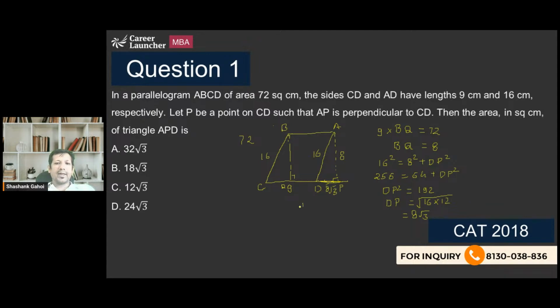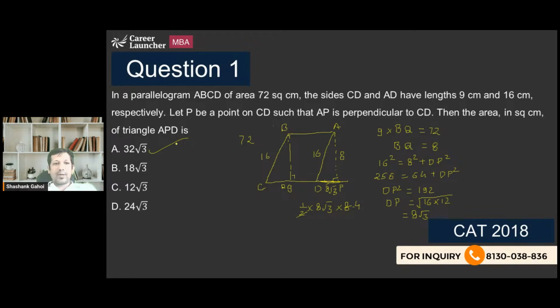So what is the area? That is going to be half into base, which is 8 root 3, into height, which is 8. So this comes out to be 32 root 3. So the answer of this question is going to be option A. This is how we can solve this question of parallelogram. The basic concept, basic formula. If you remember all the basic concepts and basic formulas, you can easily solve these kinds of questions.